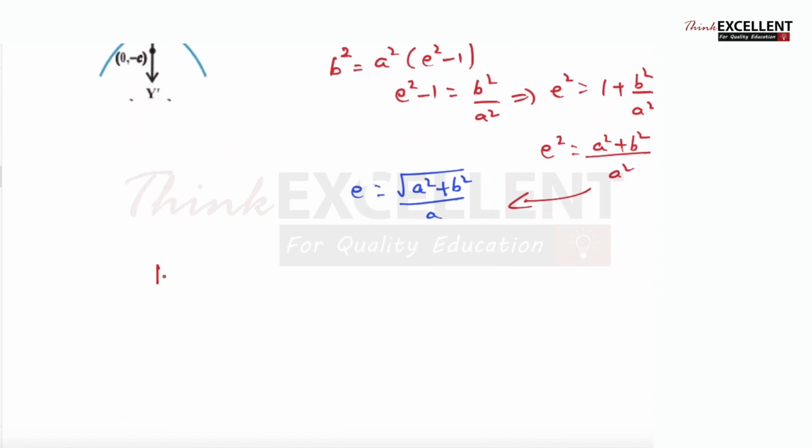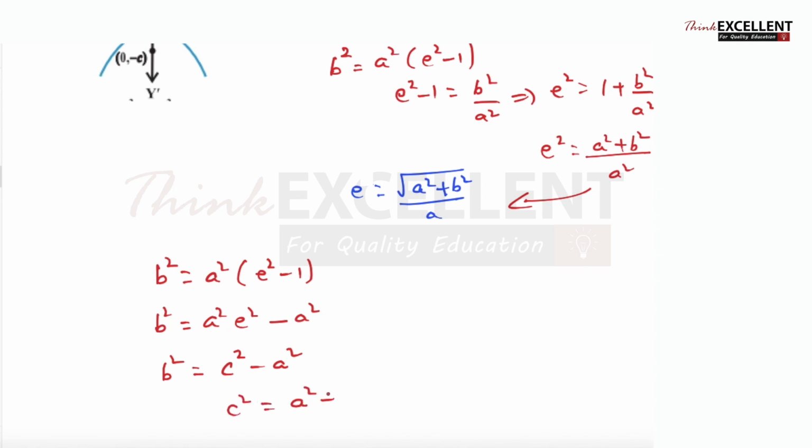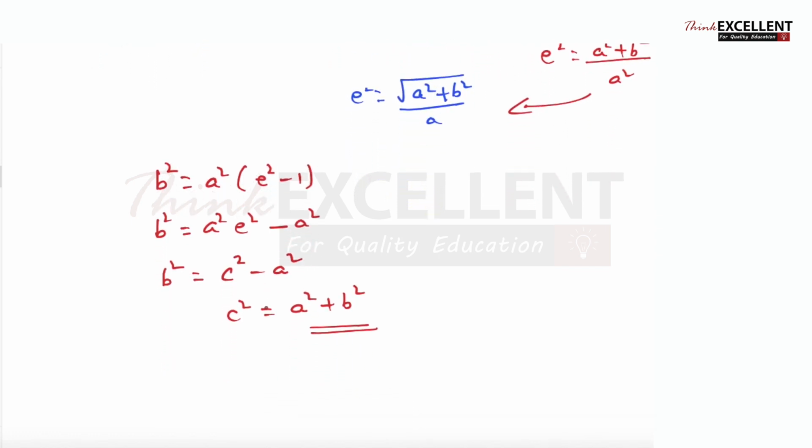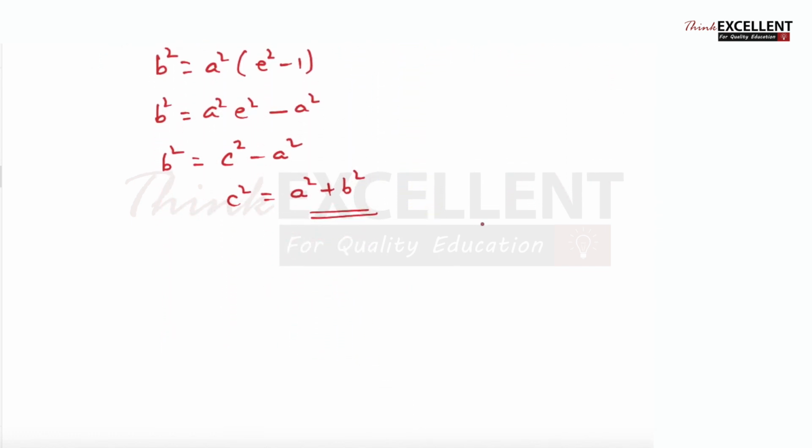Then b square is equal to a square into e square minus 1, right? If you expand it, a square e square minus a square, that is b square is equal to, a e is c, so a square e square is c square, minus a square. Or you can say c square equals a square plus b square. So try to remember all these values. Then you know what the latus rectum is. Length of the latus rectum is 2b square by a. Same formula that you studied in ellipse.